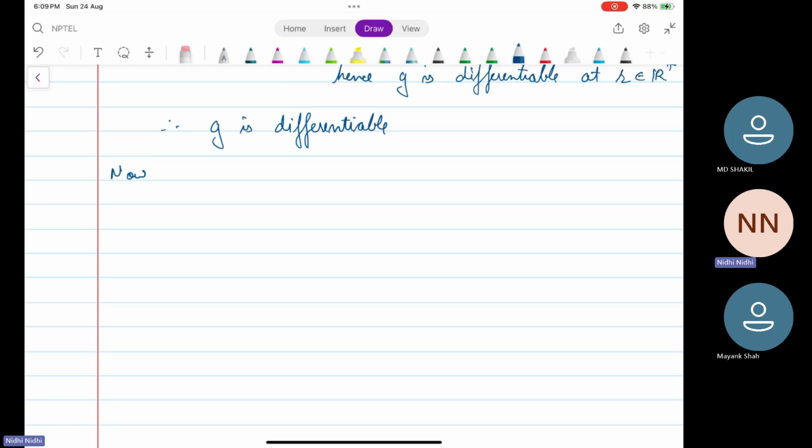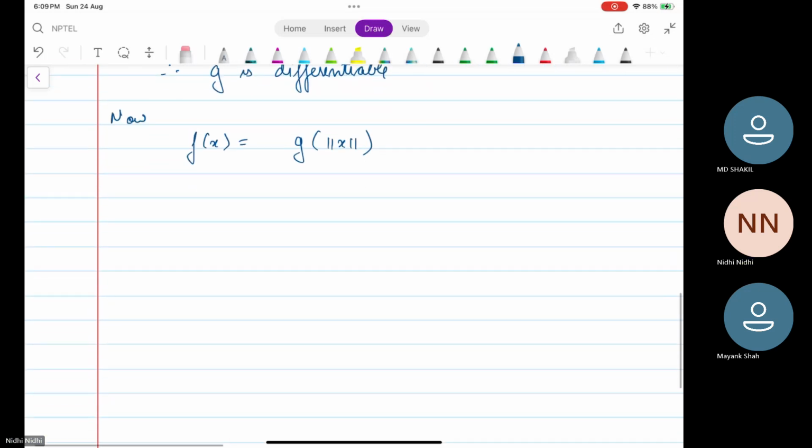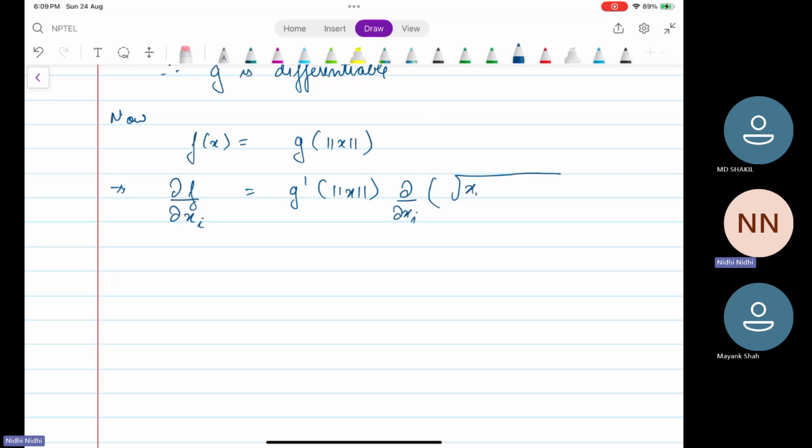Now we have f(x) is equal to g(norm x). So we can use the chain rule to find the partial derivative. This implies del f by del x_i is equal to g dash(norm x) times del by del x_i of norm x, and the norm is the Euclidean norm, so I'll write it explicitly. This is the square root of x1 square plus x2 square, and so on up to xn square.